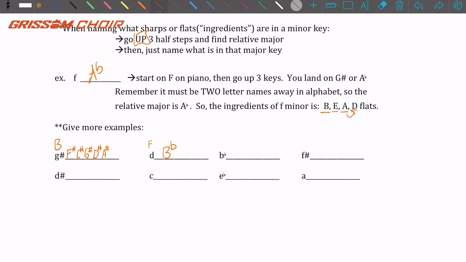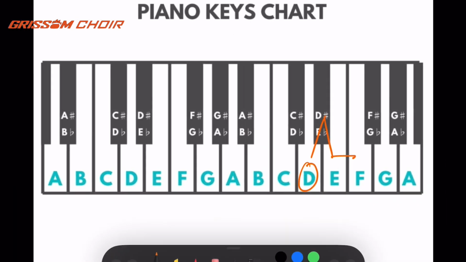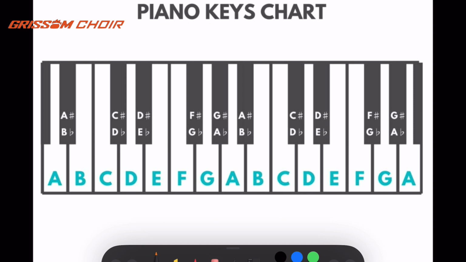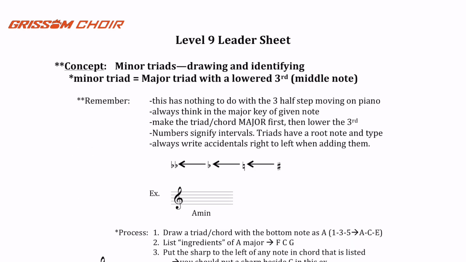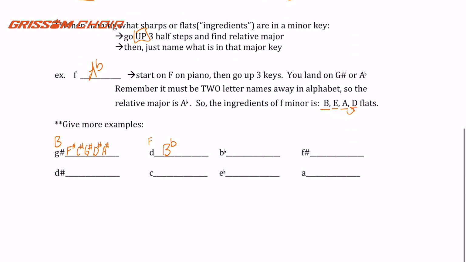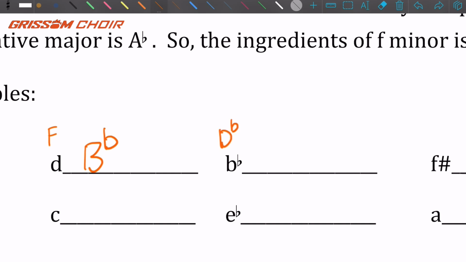Going on to this next example, we have B flat minor. Using the piano, we locate B flat. We go up 3 half steps, 1, 2, 3. Remember that it has to be 2 letter names away. So if you start on B, then this would be called D flat major. D flat major. Now all you have to do is list the flats that are in the key of D flat major. So that would be B flat, E flat, A flat, D flat, and then go one past it to G flat.